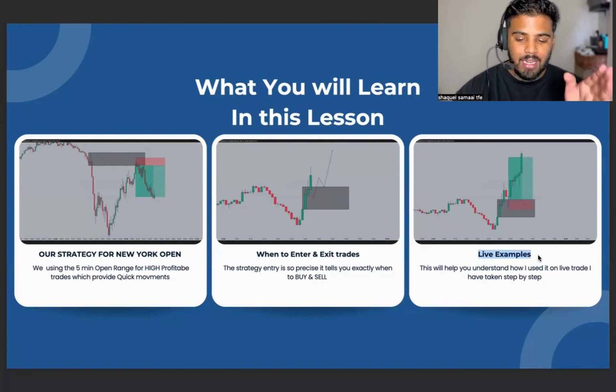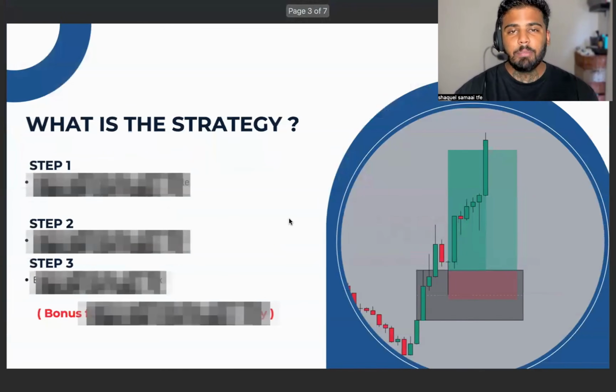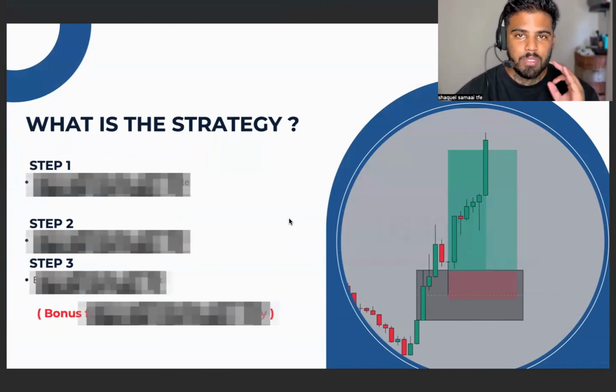As well, I'm going to show you guys the live examples. This way, you will understand it much more and it will build your confidence to trade it on your own. So traders, I've literally broken down the strategy into 3 simple steps for you guys, which I'm going to guide you step by step. Let's go on to step number 1.